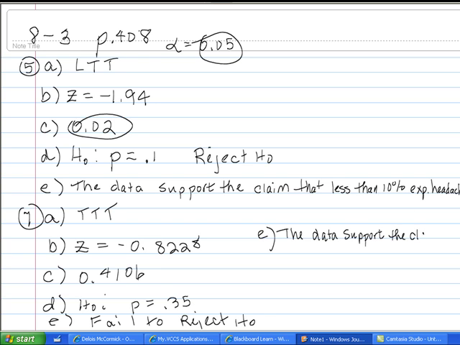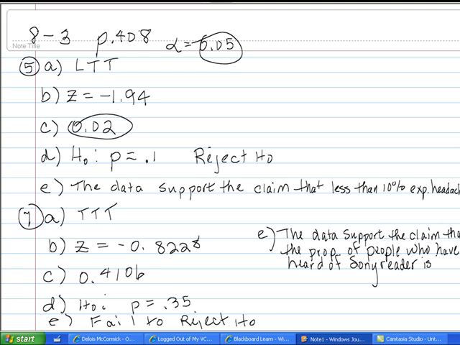that the proportion of people who have heard of Sony Reader is 0.35.